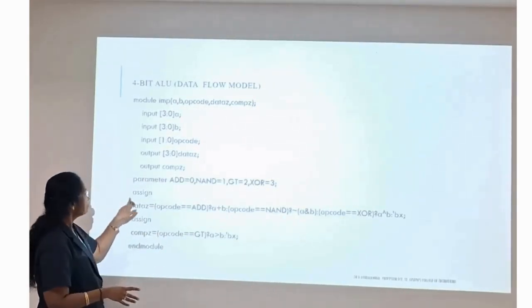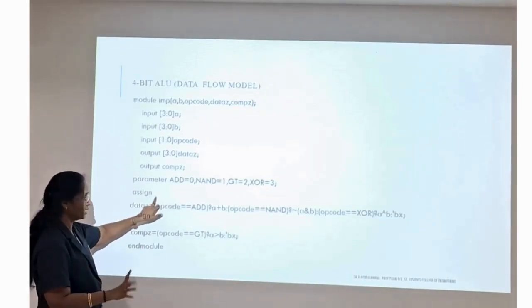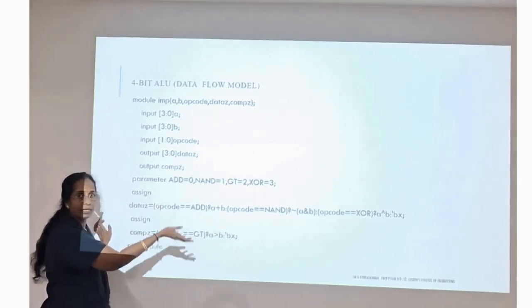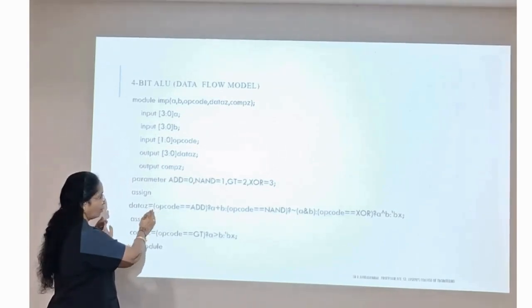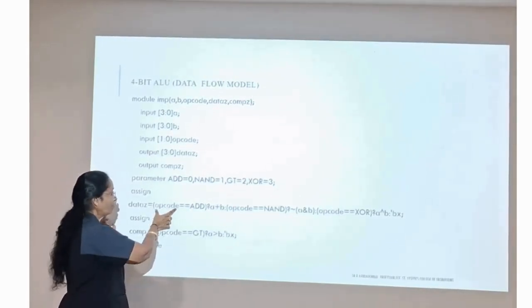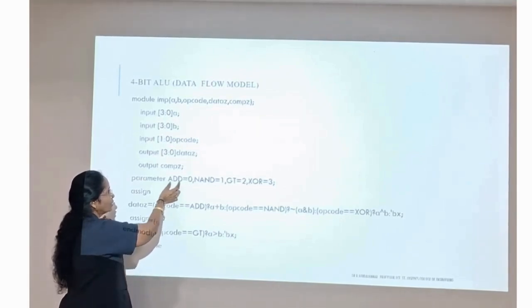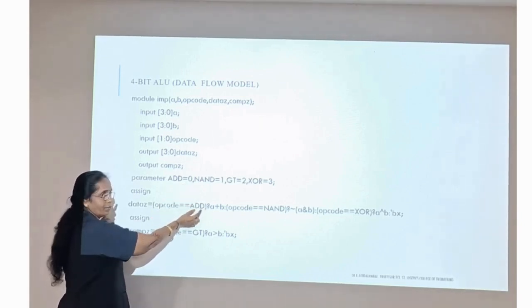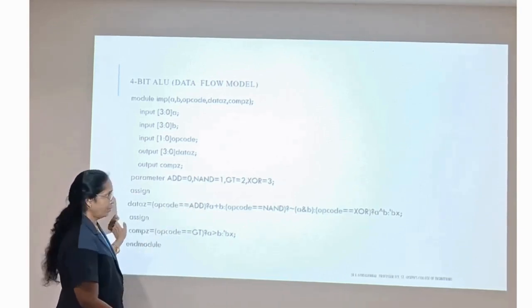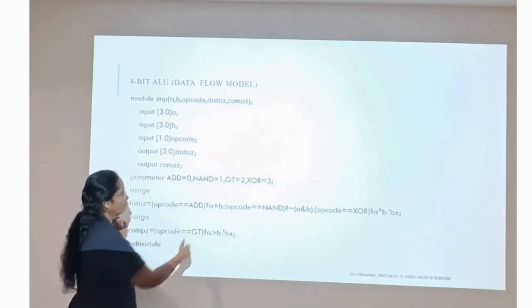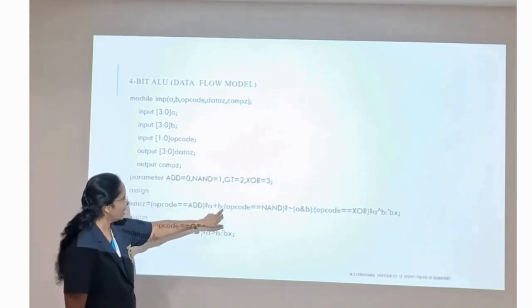Now, I see that it is an assign. I am going to assign a value to data_out. What is this? This single equal sign is an assignment operator, whereas the double equal sign indicates the comparison operation. Therefore, I am comparing the opcode with the parameter value. When the opcode value is equivalent to the parameter value, so add means 0, when the opcode is 0 and the parameter is 0, it is going to perform an addition operation. And then when the opcode is 1 and the parameter value is also 1, it is going to perform the next operation.